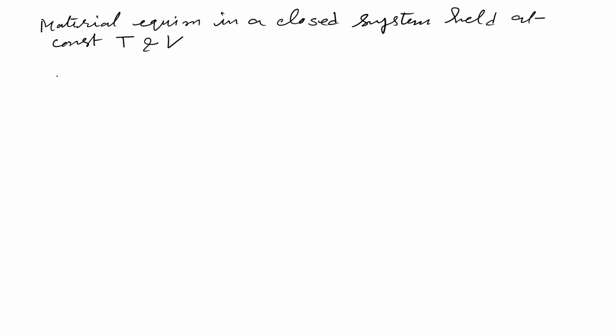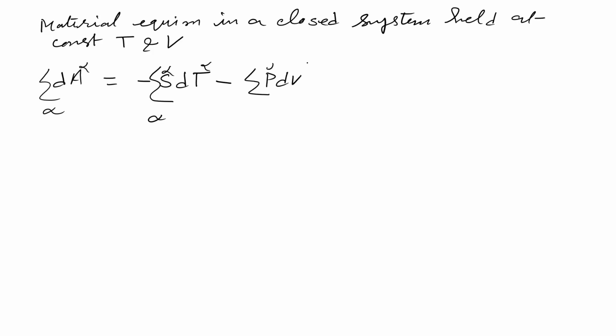In that case, what should I write? I have to write dA. If I write for alpha phase, then I have to take the summation. This is equal to minus S dT for alpha phase, and then minus P dV for alpha phase, then plus the summation over alpha, summation over i, of mu i alpha dn i alpha.